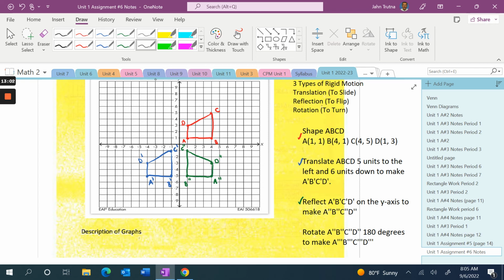Then what you're going to do is take your pencil and put your tracing paper lined up perfectly with the axis and with this double prime shape, my green shape.